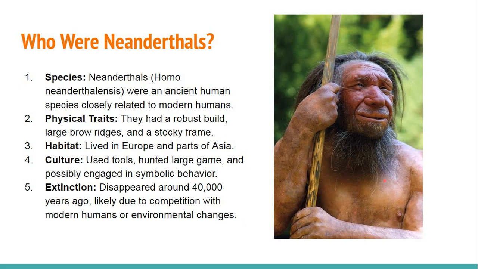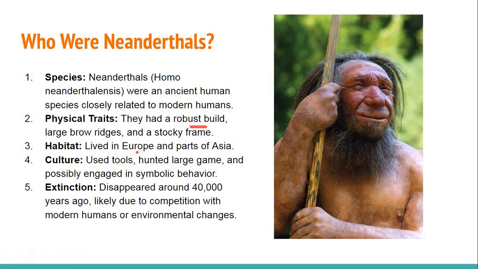Now let us see finally the reconstruction of Neanderthal, how they looked. Neanderthals were ancient humans, as we have discussed, and they are closely related to modern human beings. Their physical traits were different from modern Homo sapiens. They had a very robust build. They had large brow ridges. You can see over here the brow ridges are very large, and he had a stocky frame.